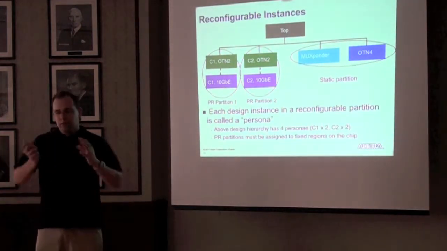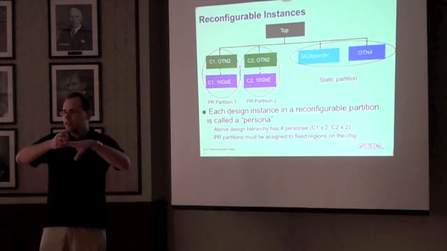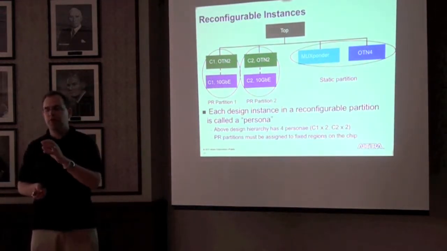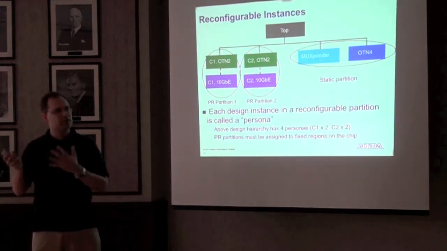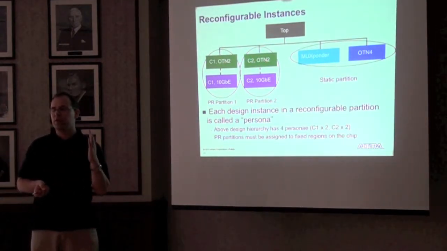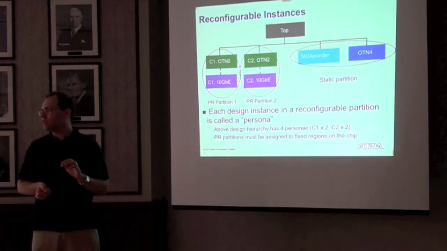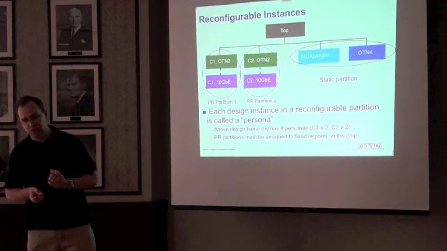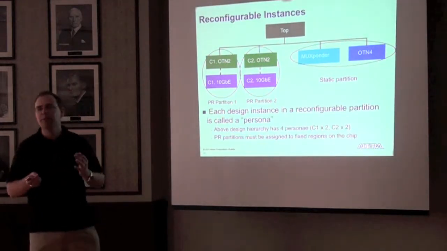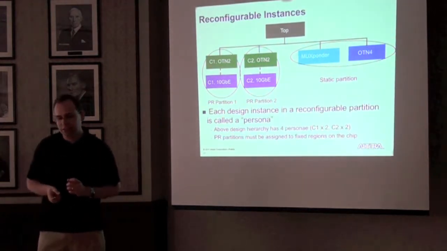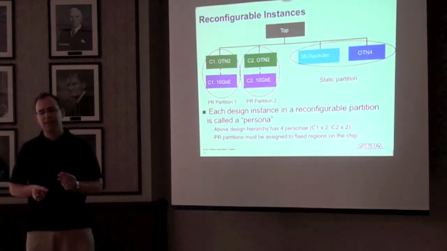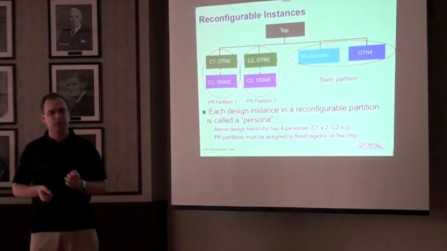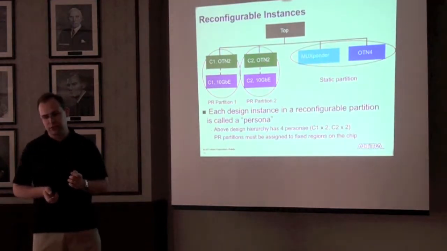For this particular design, the entire design hierarchy would look something like this. The mux, ponder, and OTN is called a static partition because it's going to exist in the design at all times. And you have 2 partial reconfiguration partitions, each with 2 instances, also known as personas. So in this case, just to be absolutely clear, because the rest of the presentation kind of depends on it, the above design hierarchy has 4 personas: 2 belonging to C1 or PR partition 1, and 2 belonging to PR partition 2.